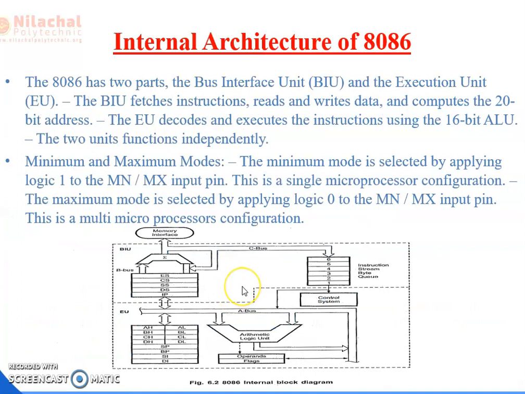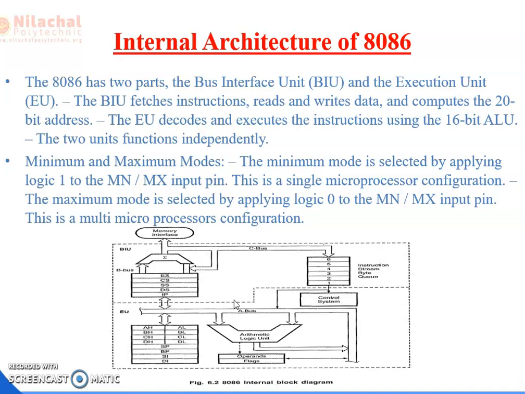So next one is internal architecture of 8086 microprocessor. The 8086 has two parts, the bus interface unit BIU and the execution unit EU. The BIU fetches instruction, reads and writes data, and computes the 20-bit address. The execution unit decodes and executes the instruction using the 16-bit ALU. The two units function independently.